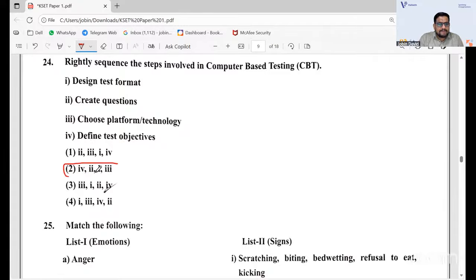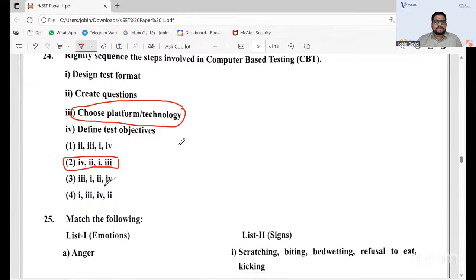So where you can have an idea is that choosing a platform or technology is the last one. So basically, definitely you can choose that last one. So that will be the right sequence. The first one will be defining the objectives, then creating questions, and then the test format, and then going with choosing the platforms.